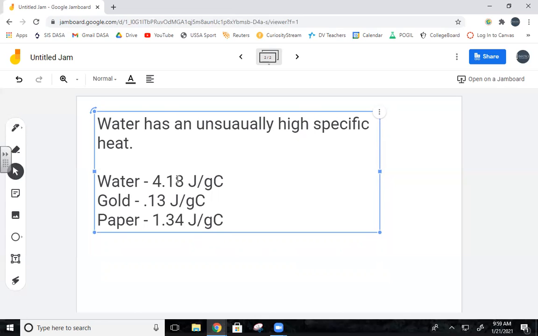Cool. Anyway, cheating. They're cheating. That's what they're doing. Anyway, so specific heat. Well, what does that mean?